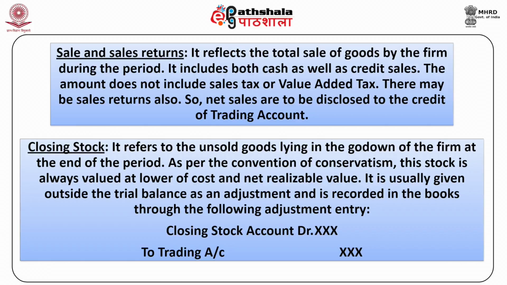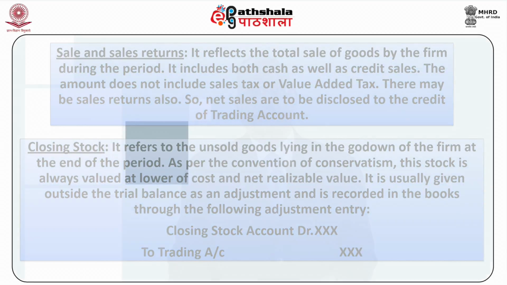2. Closing stock. It refers to the unsold goods lying in the godown of the firm at the end of the period. As per the convention of conservatism, the stock is always valued at lower of cost and net realizable value. It is usually given outside the trial balance as an adjustment and is recorded in the books through the following adjustment entry. Closing stock account debited to the credit of trading account.